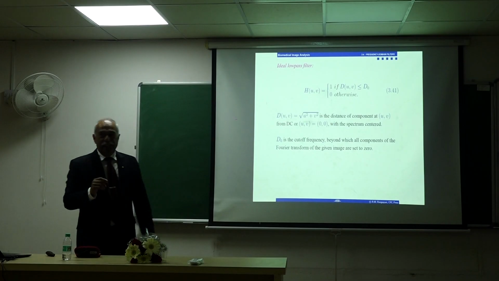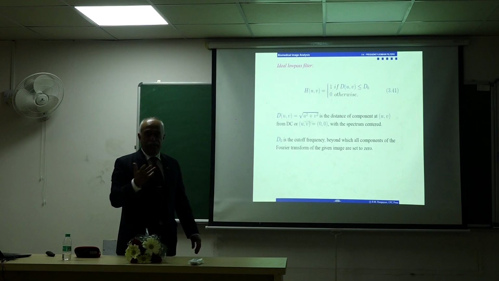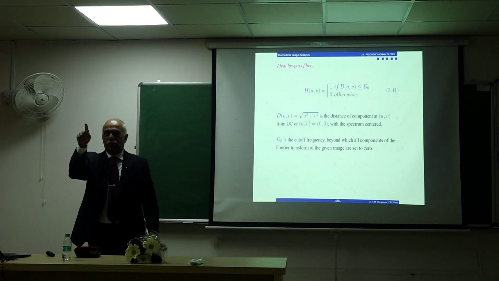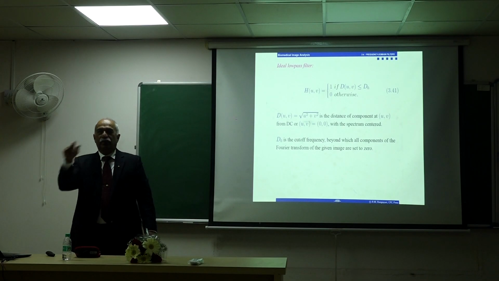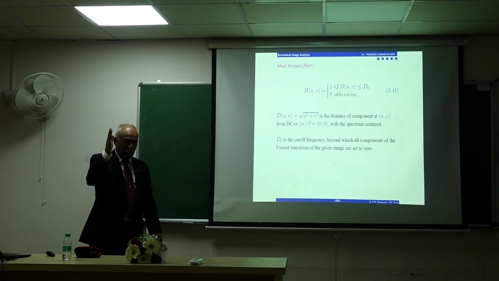The so-called ideal low-pass filter has a sharp cutoff. It's a rectangle or gate function. Your low frequency components up to some frequency have gain 1, and then gain is 0. So that sharp transition causes problems.